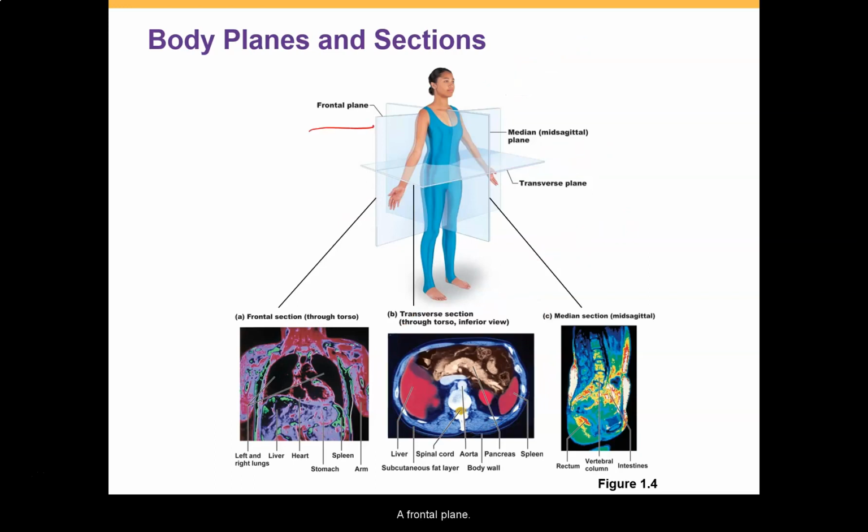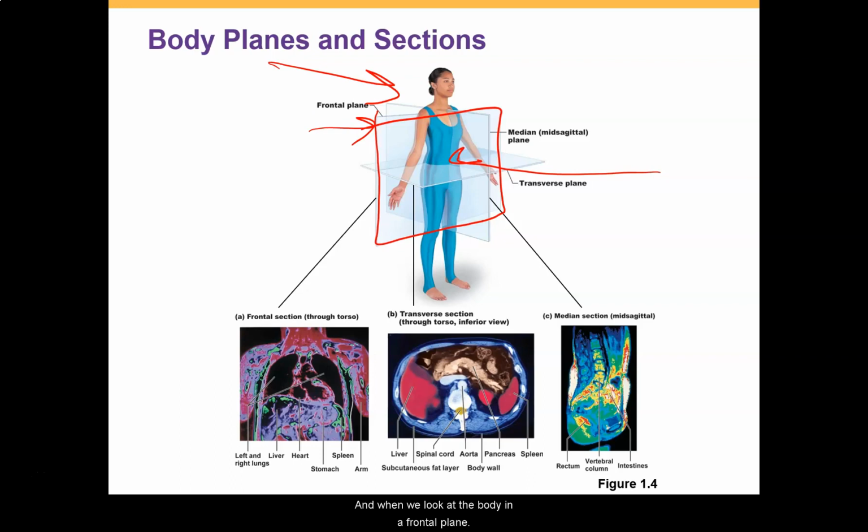A frontal plane, we separate the body into anterior versus posterior, front versus back. So a frontal plane cuts the body into a front component and a back component. And when we look at the body in a frontal plane, it looks like this.